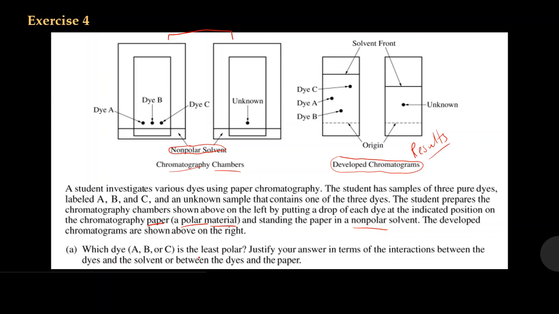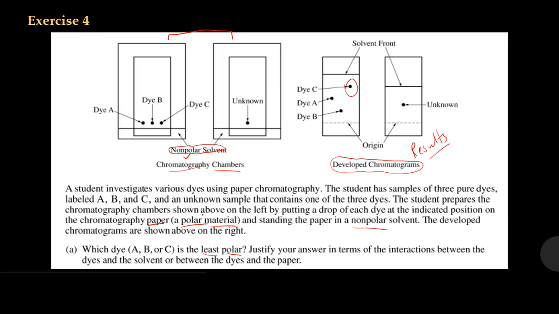Which dye, A, B, or C, is the least polar, or the most nonpolar, I suppose, is another way you could say that. Justify your answer in terms of interactions between dyes and solvent or between dyes and paper. So you have 2 choices of how to explain it. So which one is going to be the least polar? Is it going to stick to the paper, or is it going to travel up with the solvent? Yes, it's going to be dye C. It's going to be the one that travels farther up with the solvent if it's least polar, because the solvent is nonpolar. All right, so that's correct.